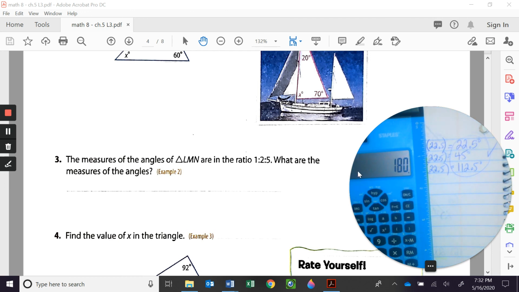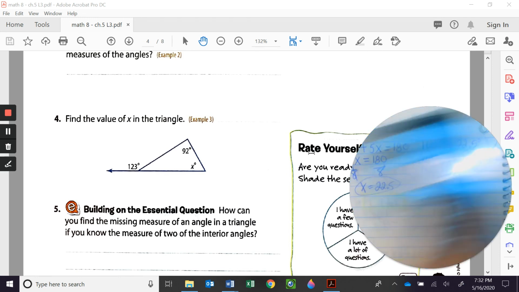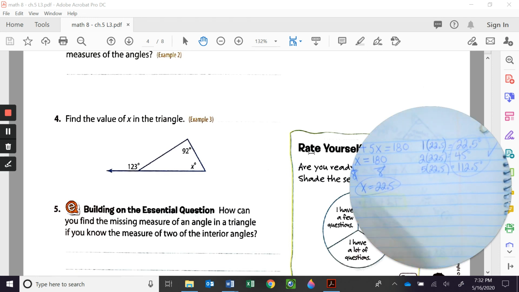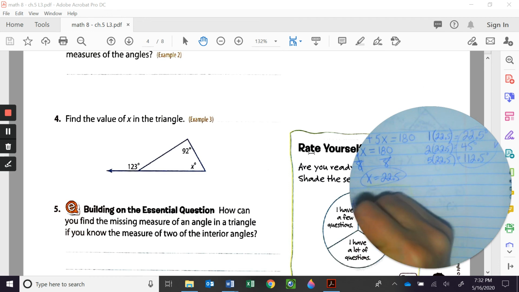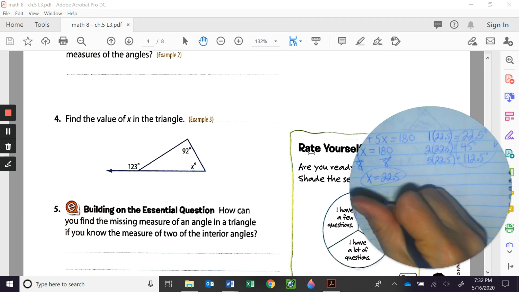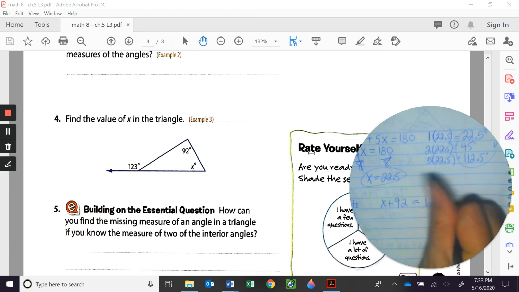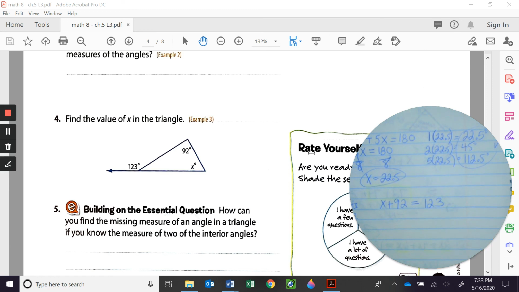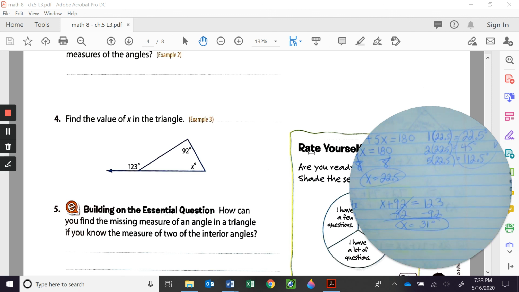Okay. And last one before your little quiz. Number 4. So remember that remote angle. This is a remote angle. So x plus 92 has to equal that 123. So if we subtract 92, we get that x equals 31 degrees.